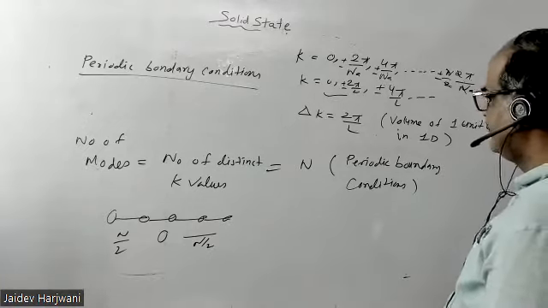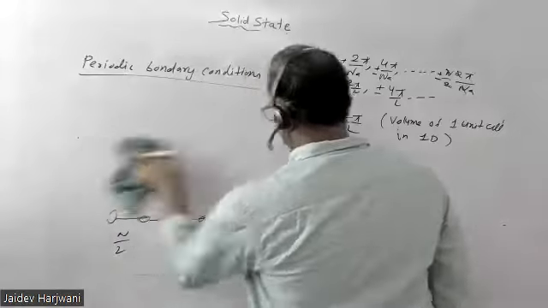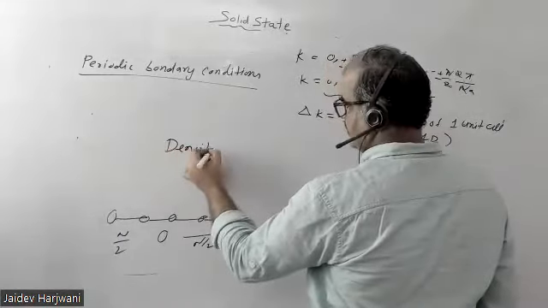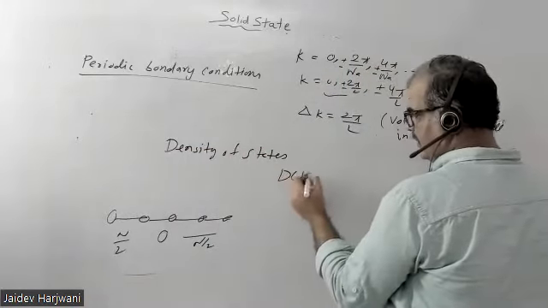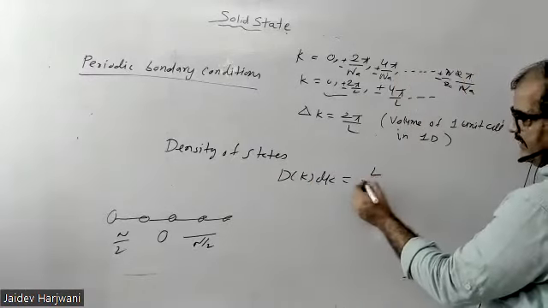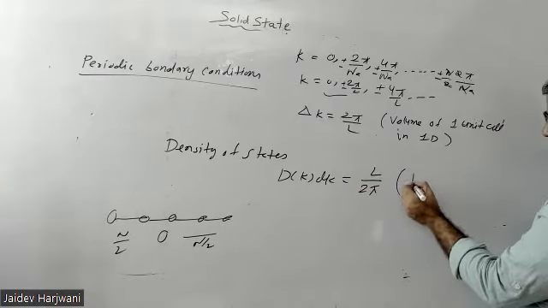Now similarly, if I want to write the density of states, dk will be now, instead of l by pi, l upon 2 pi. That will be in periodic boundary condition.